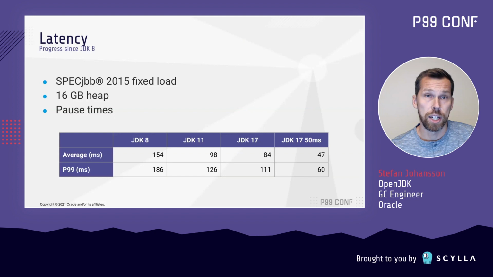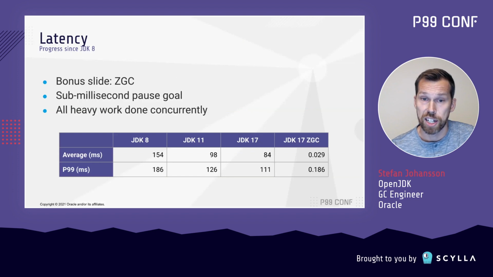When talking about low latency, one has to mention our new low latency collector developed at Oracle, ZGC. So here's a bonus slide. The main goal, or at least one of the main goals of ZGC, is to provide sub-millisecond pauses. And with JDK 17, this is achieved for a lot of benchmarks. And in this case, as you can see, both the average and P99 pause time is way below 1 millisecond.